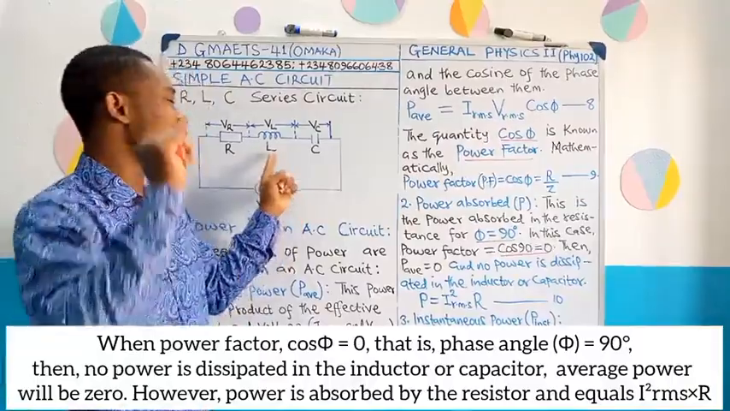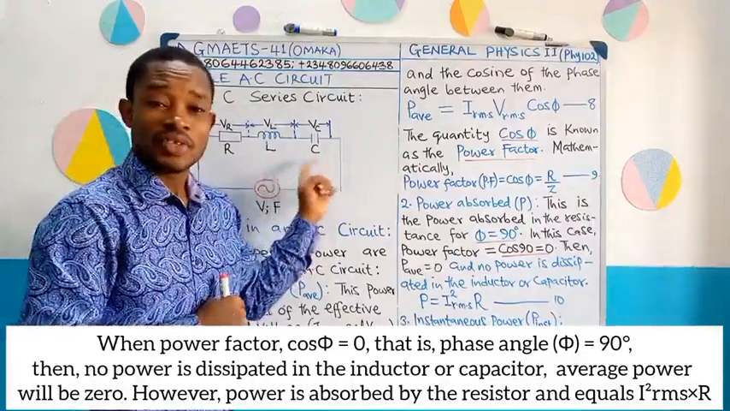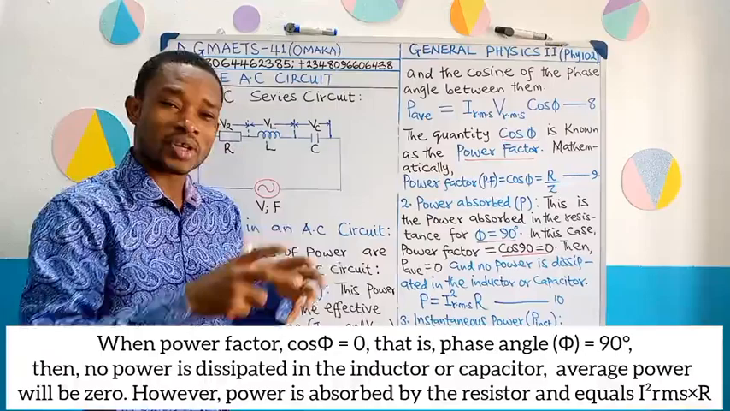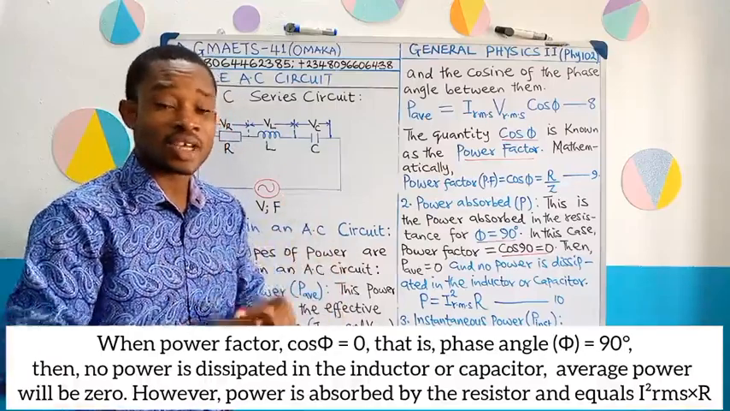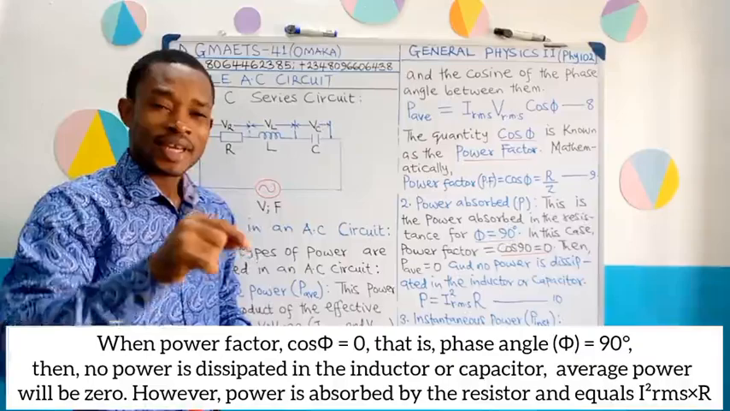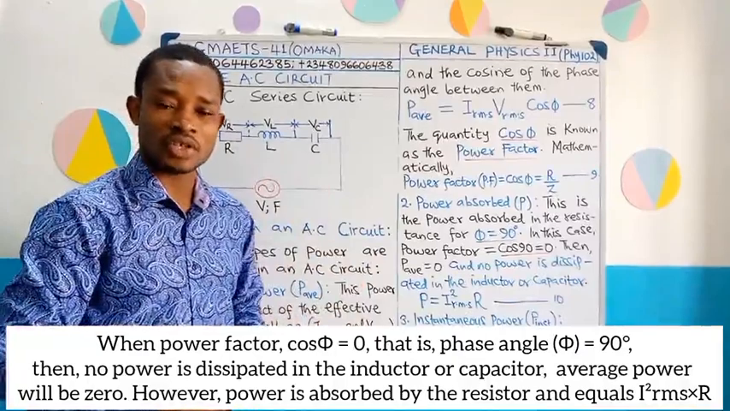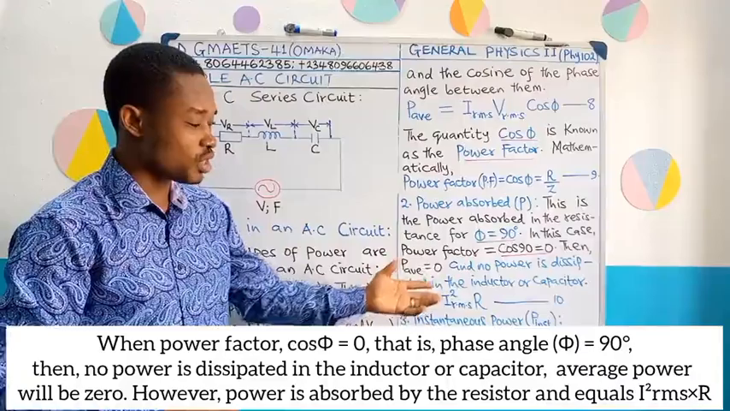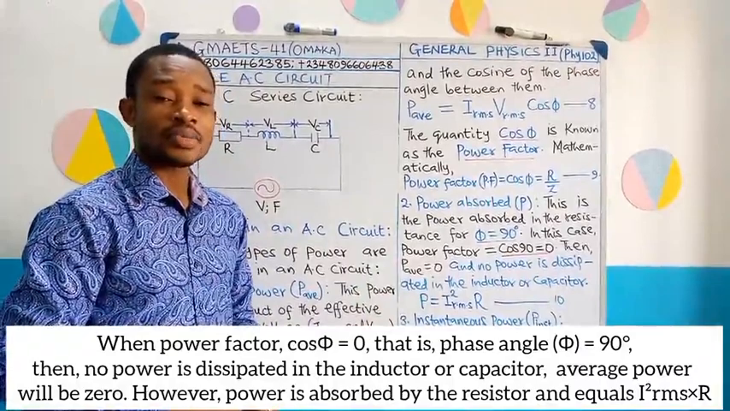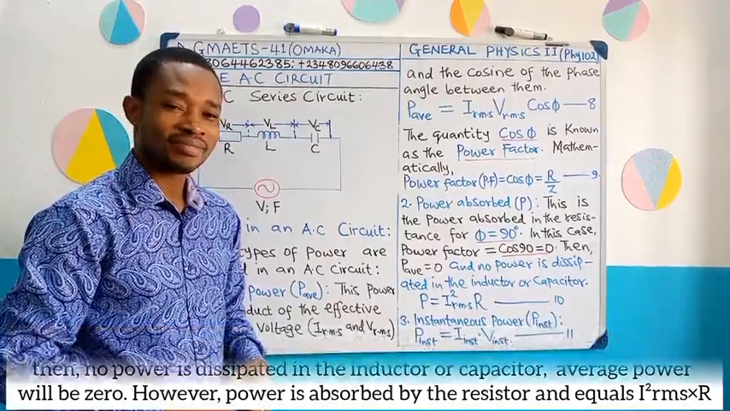It means no power is dissipated in the inductor, and no power is dissipated in the capacitor. These two elements do not dissipate power. Are you following? So when the power factor is equal to 0, which is when the phase angle is 90 degrees, no power is dissipated in the inductor and capacitor. However, for a purely resistive circuit, there will be power absorbed. The power absorbed in that case is given by equation 10, which is P equal to I squared RMS times the resistance value. I hope you got that right.